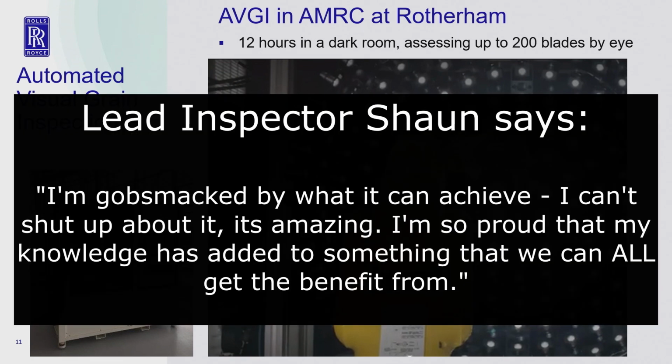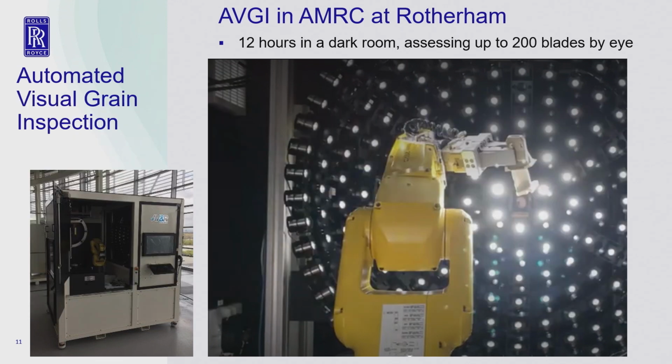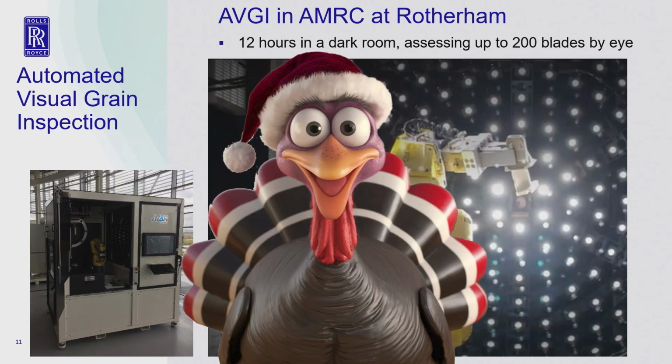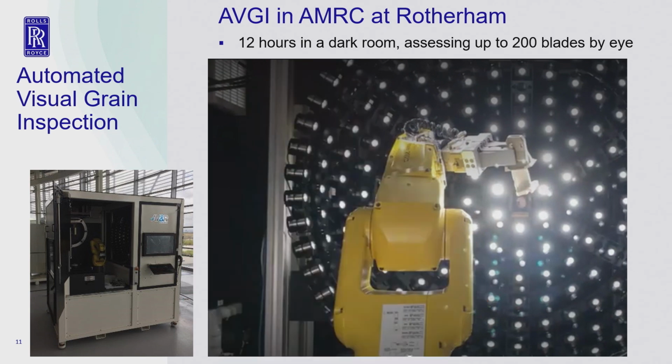Sean says, "I'm gobsmacked by what it can achieve. I can't shut up about it. It's amazing. I'm so proud that my knowledge has added to something that we can all benefit from." As I was learning about this, the statement described to me is that it's sort of like turkeys voting for Christmas. Rolls-Royce has the system running. They've got the inspector helping them train it, and he's really proud of that. But at this point, they have to bring governance in because this is an ethical issue.